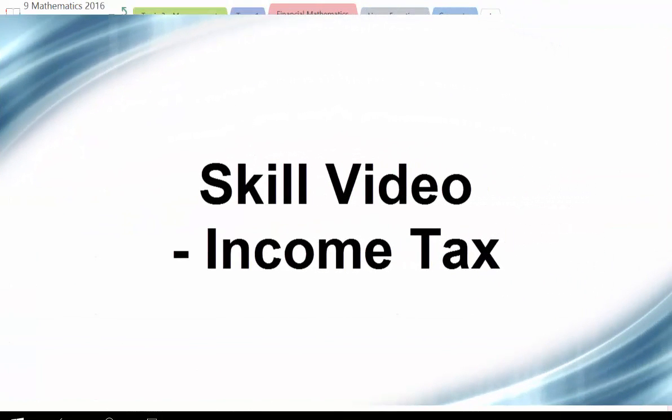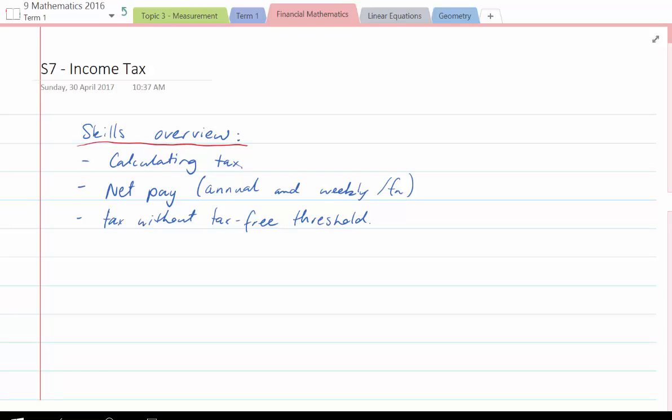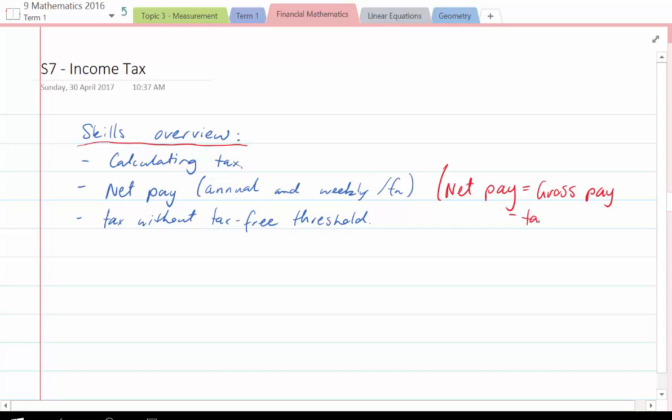In this quick skills video, we're looking at income tax. That is tax that's calculated on money earned through wages and salaries. So we'll look at calculating that tax. We'll look at net pay. And if you recall, net pay will be the gross pay, which is the total amount paid, subtract tax and deductions. So net pay is equal to gross pay subtract tax and deductions. And then we'll look at calculating tax if we're not claiming the tax-free threshold, and we'll talk about that shortly as well. So we'll start off with the actual tax tables.